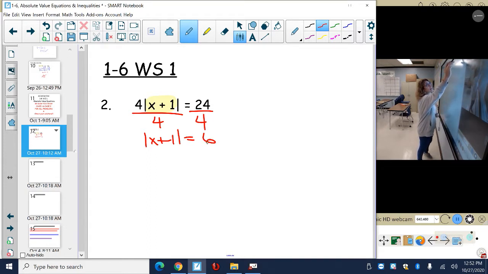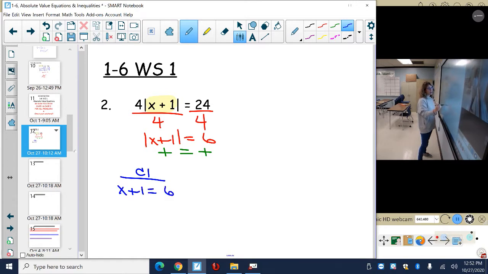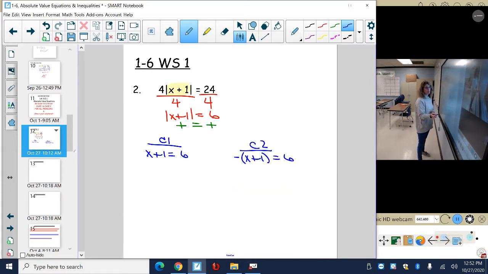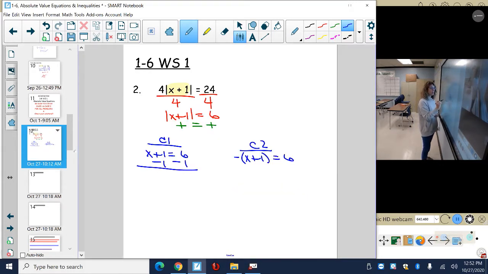Then we're going to check to see if it's possible. Absolute value is always positive, and that's equal to a positive outcome. Yes. So now I'm going to do case 1. That's going to be x plus 1 is equal to 6. In case 2, put a negative, replace the bars with parentheses, and that's going to be equal to positive 6. Subtract the 1, x is equal to 5.